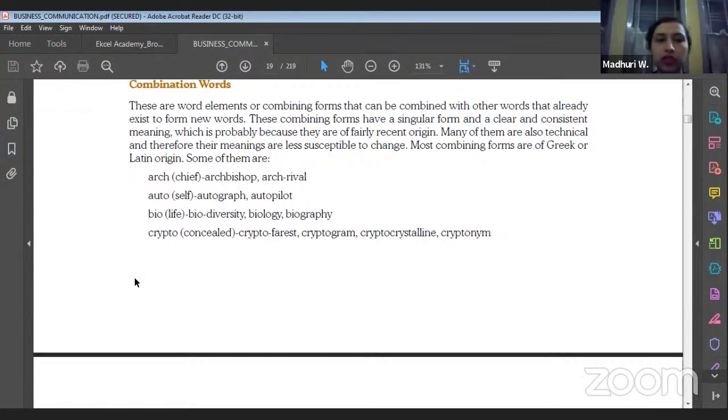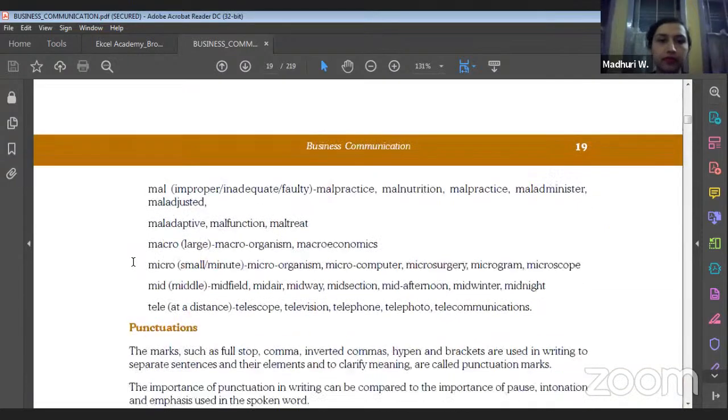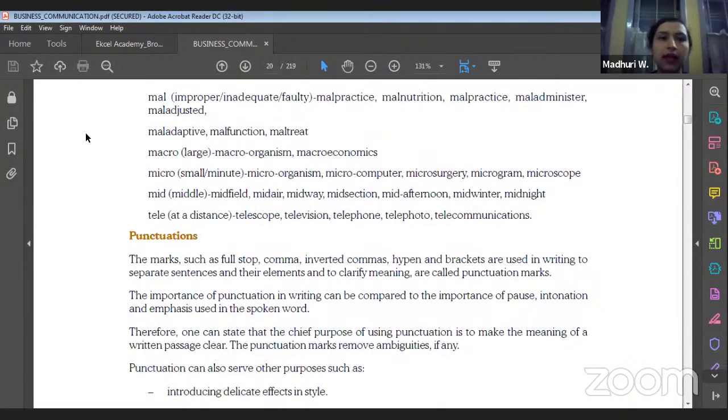Then you have crypto, which is concealed, like cryptogram, crypto-crystalline. Mal, that is improper, inadequate, or something that is faulty, like malnutrition, malpractice, maladjusted, malfunction, maltreat. Macro is something that is large. You must have come across this in macroeconomics, macroorganism. Micro is the opposite, which means something small, right?